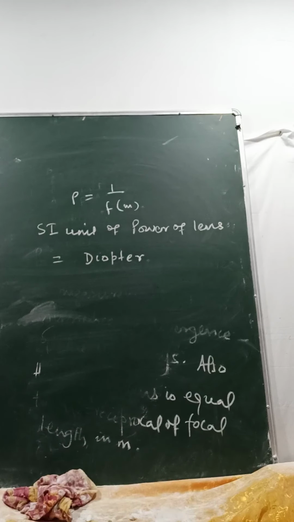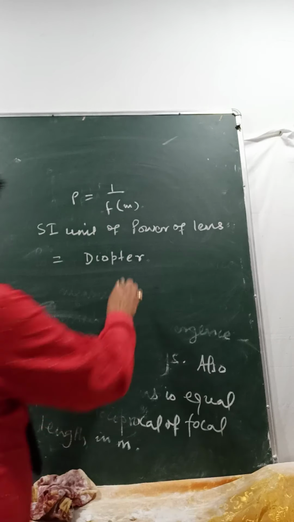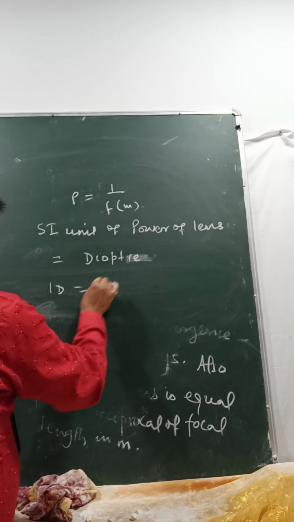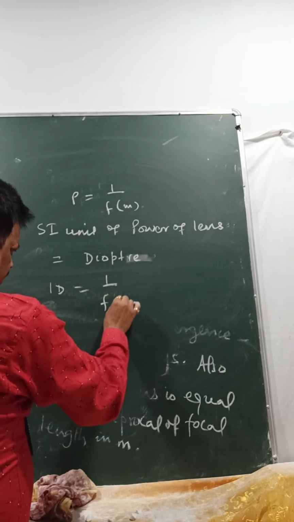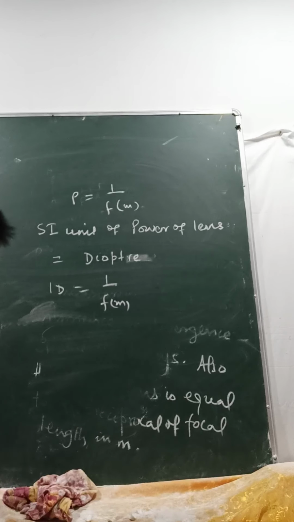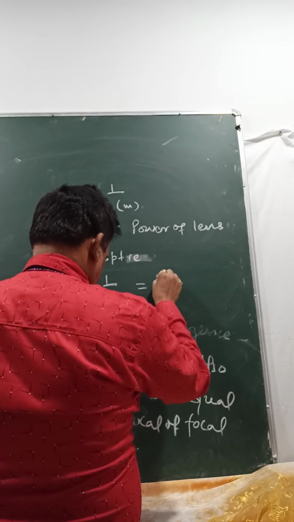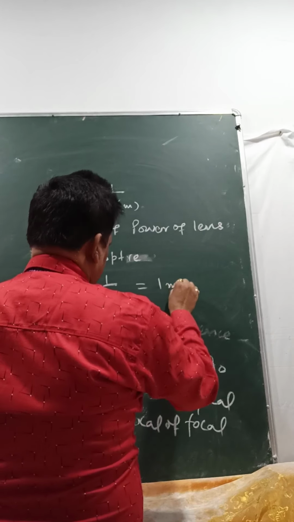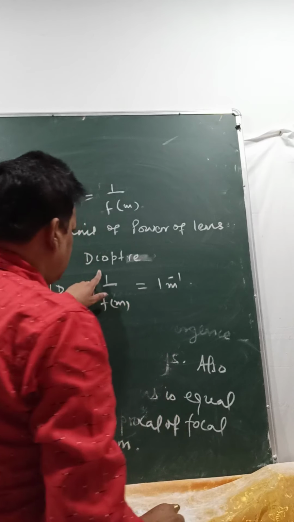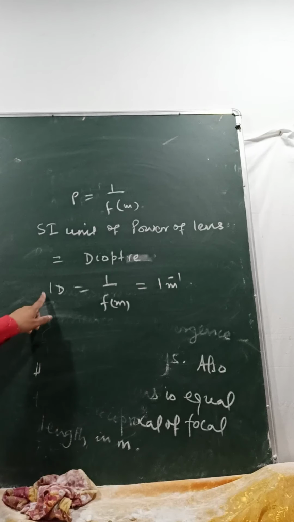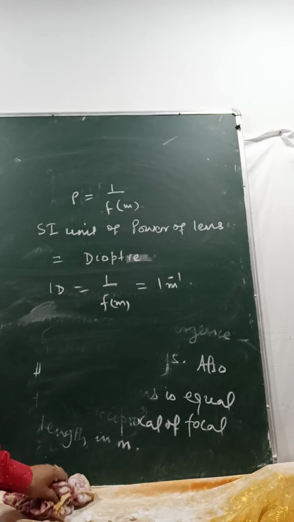So 1 diopter is, in theory, equal to 1 by f in meter. That is, 1 meter inverse, that is 1 by 1 meter, if I take 1 diopter. Okay.